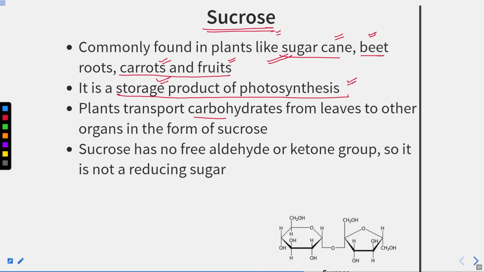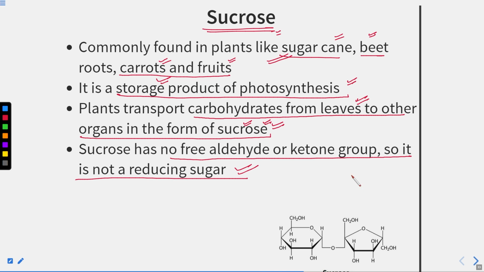Plants transport carbohydrate from leaves to other organs in the form of sucrose. This is a very important question. Glucose is not transported from the photosynthetic organ, the leaves, to the storage organ. It is transported in the form of sucrose only. Sucrose has no free aldehyde or ketone group, so it is not a reducing sugar.